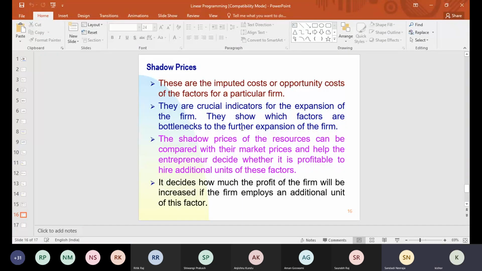They show which factors are bottleneck to the further expansion of the firm. The shadow prices of the resource can be compared with their market price and help the entrepreneur decide whether it is profitable to hire an additional unit of this factor or not. Because these factors of production are not freely available, it decides how much the profit of the firm will be increased if the firm employs an additional unit of this factor.